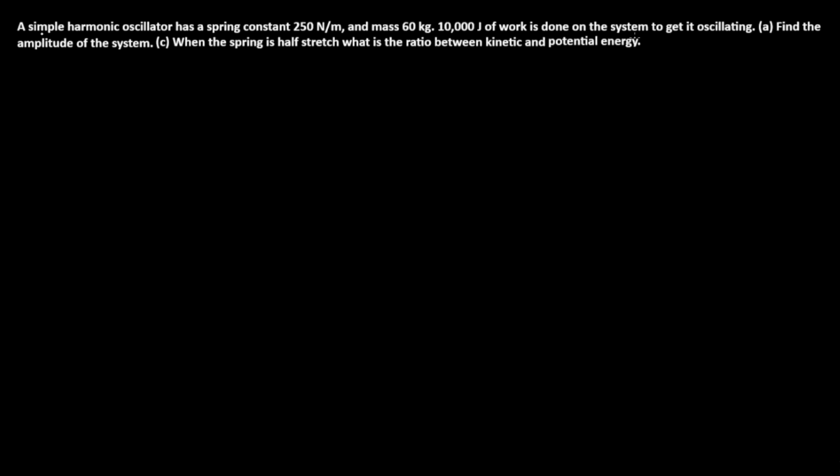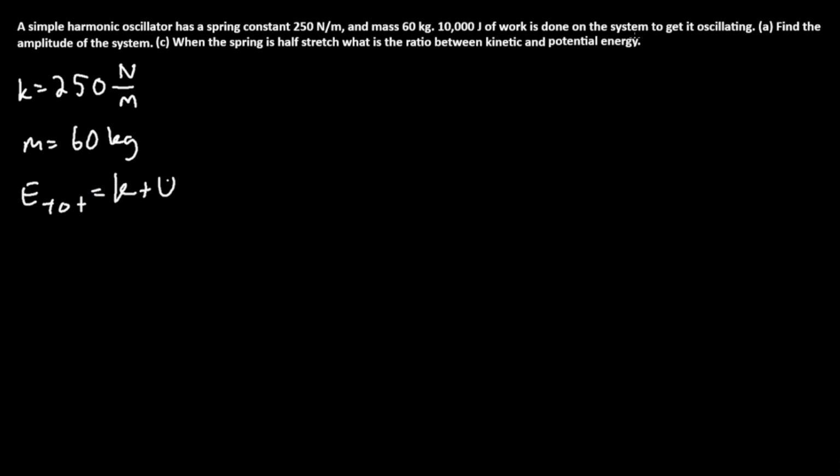So for this problem, we have a simple harmonic oscillator with a spring constant of 250 Newtons per meter. We also have the mass of the object that's oscillating, 60 kilograms, and we have the total energy, or work done on the system. So E total throughout the entire time, kinetic plus potential, should equal 10,000 joules. No more and no less due to the law of conservation of energy.